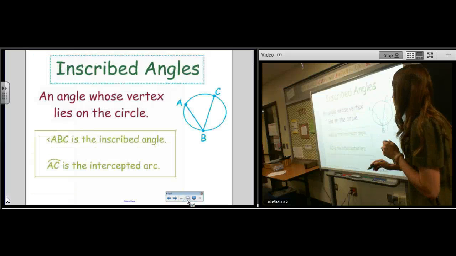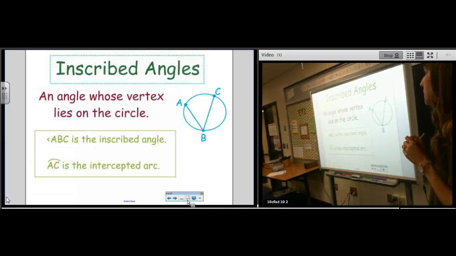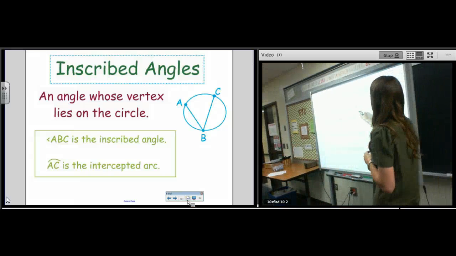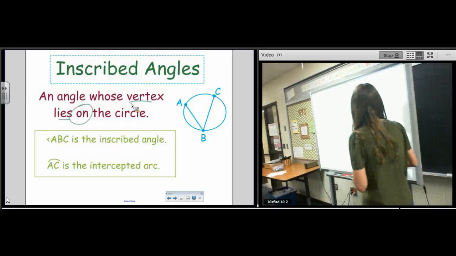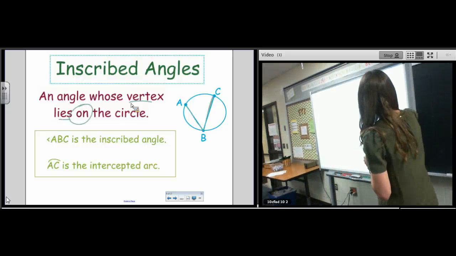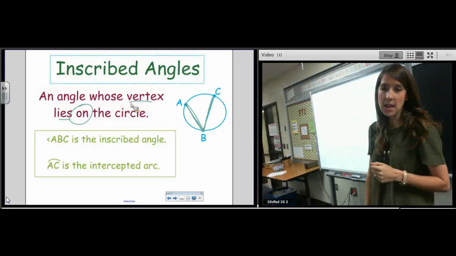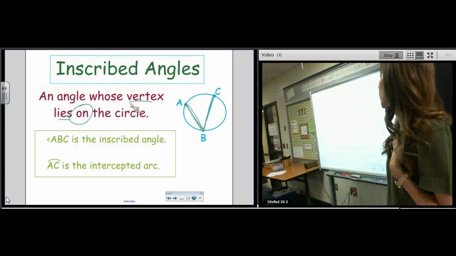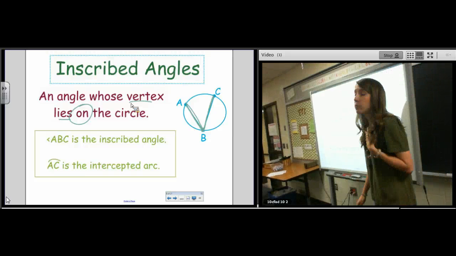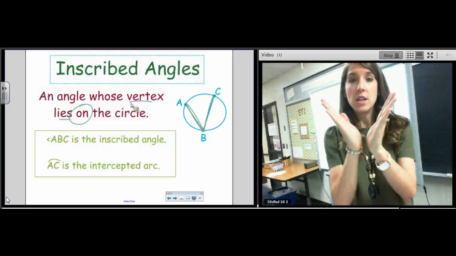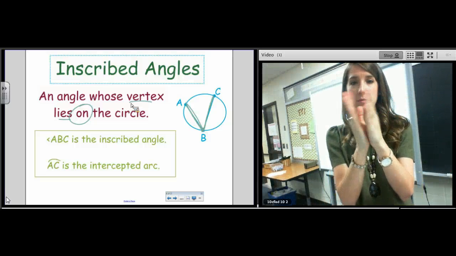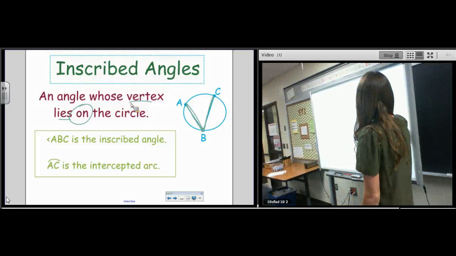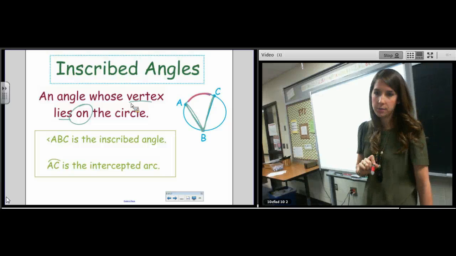An inscribed angle. So an inscribed angle, this is good, this could show up on your quiz today, is an angle whose vertex lies on the circle. So this angle, the vertex of this angle is B, the vertex is on the circle, the point. What arc does that angle intercept? Just think about if the angle were to chomp down on that circle, what arc would it eat? So this, AC, is the intercepted arc.